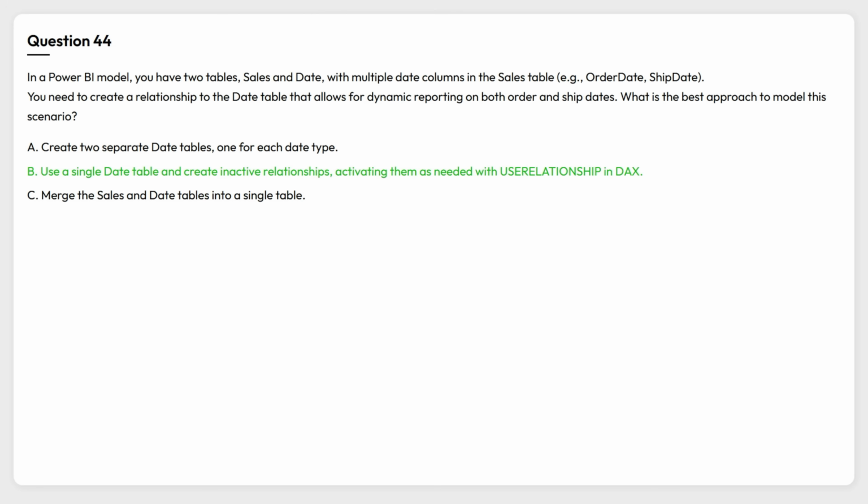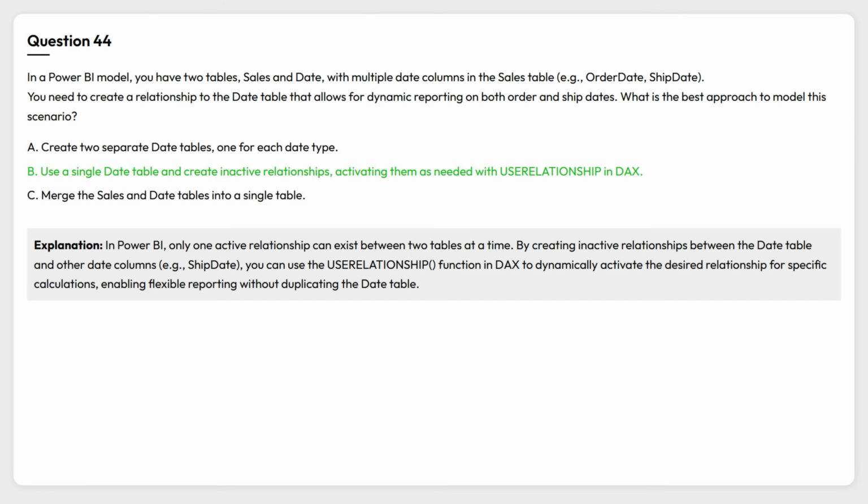The correct answer is Option B. Use a single date table and create inactive relationships, activating them as needed with USERELATIONSHIP. In Power BI, only one active relationship can exist between two tables at a time. By creating inactive relationships between the Date table and other date columns, for example ship date, you can use the USERELATIONSHIP function in DAX to dynamically activate the desired relationship for specific calculations, enabling flexible reporting without duplicating the date table.